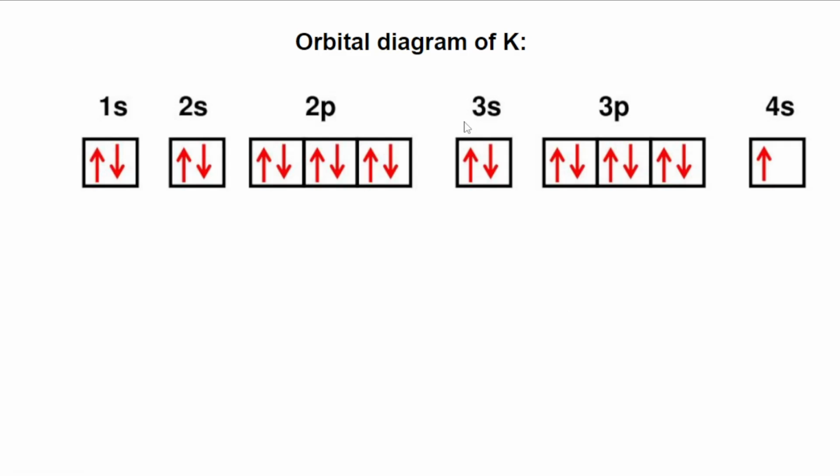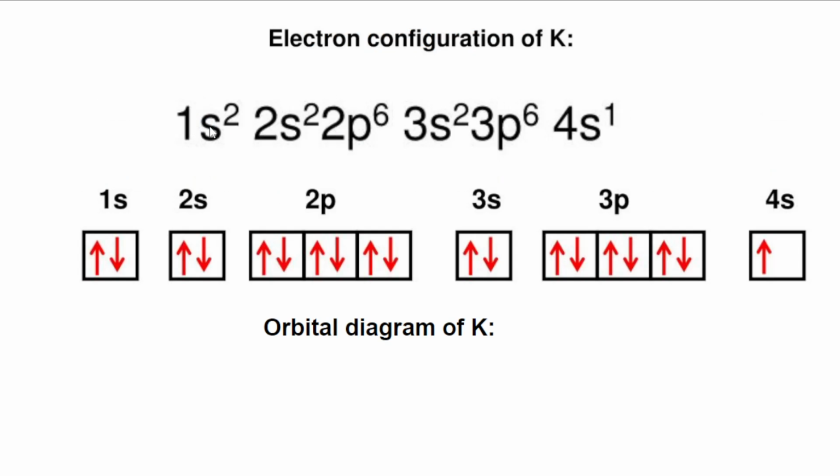Another way to say the same thing is with the orbital diagram. Instead of having exponents for the electrons, we have arrows, one up, one down. That indicates the direction of the spin of the electron. So for example, 1s2 means there are 2 electrons in the 1s orbital. We have 2 arrows. 2s2, 2 arrows because there's 2 electrons. 2p6, a total of 6 arrows because there's 6 electrons.